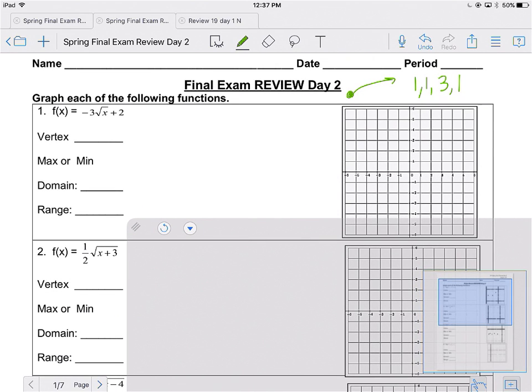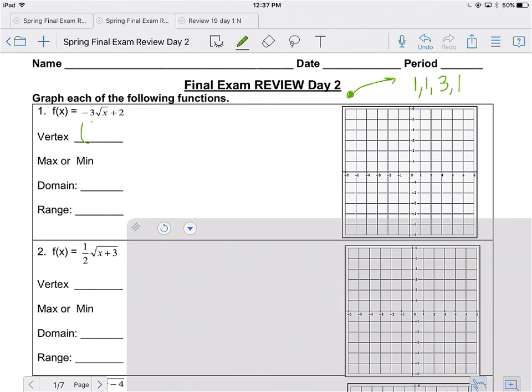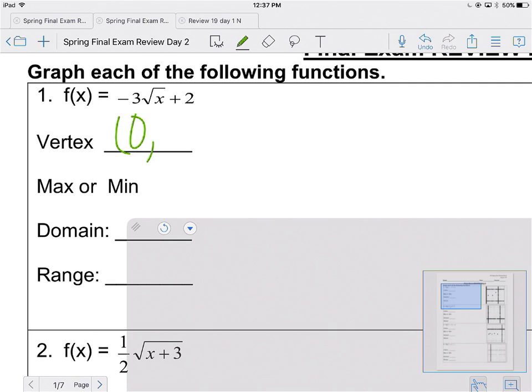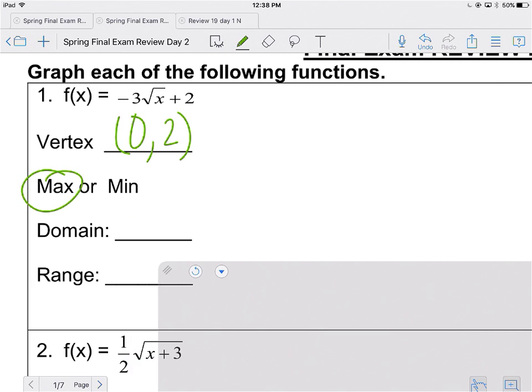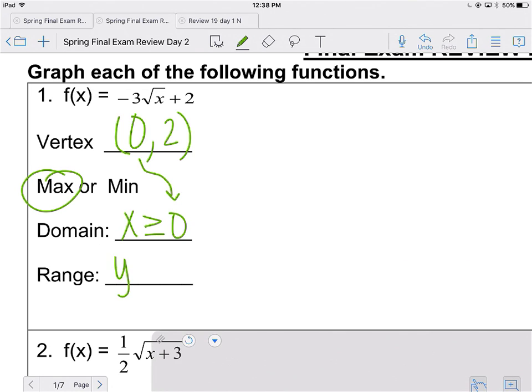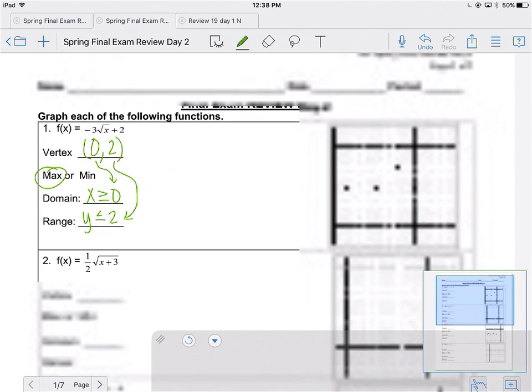So problem 1, my vertex is the opposite of what's under the square root with x. There's nothing else under the square root with x, so that's just a 0. The same as what follows. Because I have a negative in front, there will be a maximum. My domain is always going to be greater than x from my x, and then range varies based on maximum or minimum. This one is a maximum, so my range is going less than.